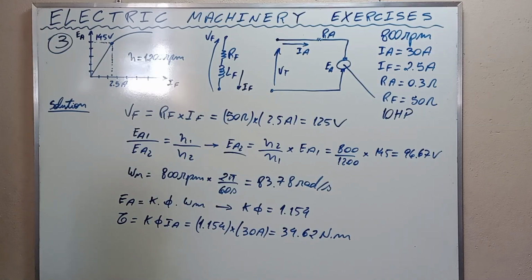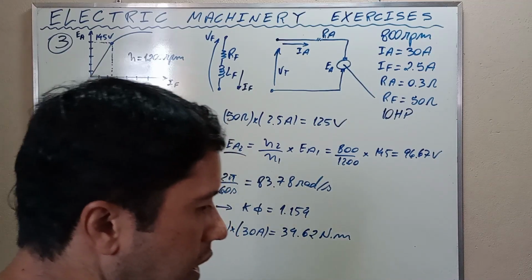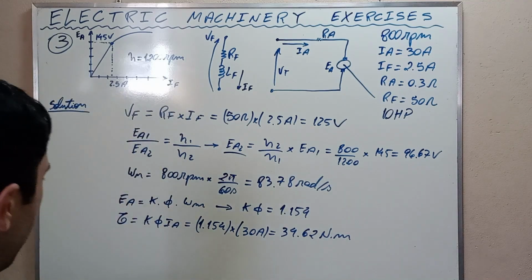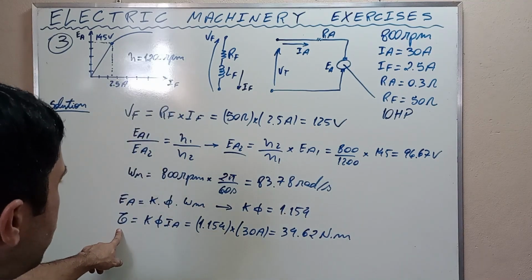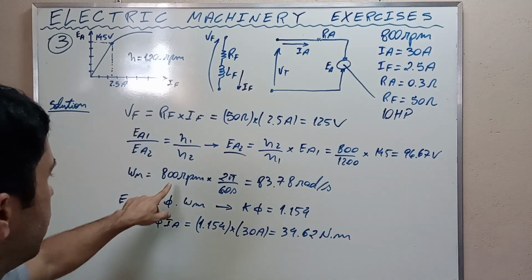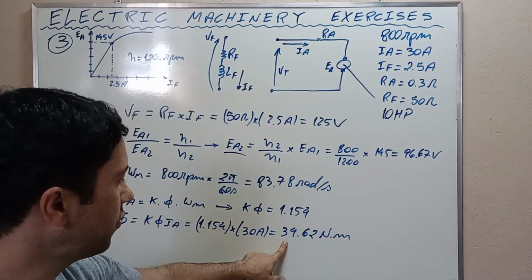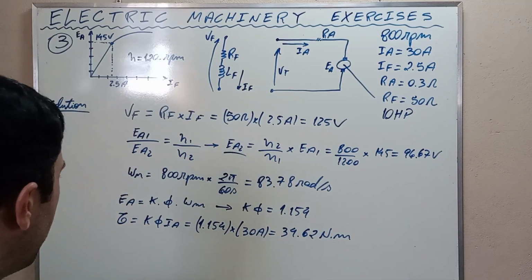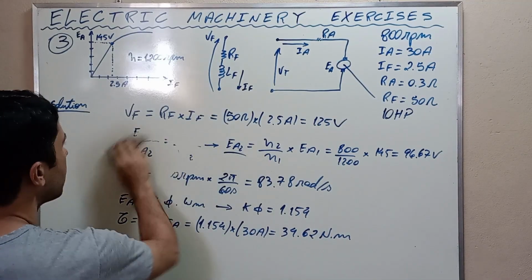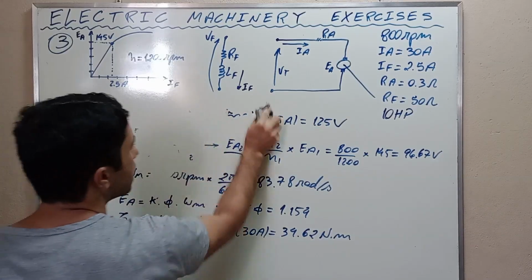Alright, I'm going to have to erase this because we are going to need to calculate more things, okay? Our last result is that the torque developed under this condition, 800 RPM, is 34.62 Newton meters, alright?